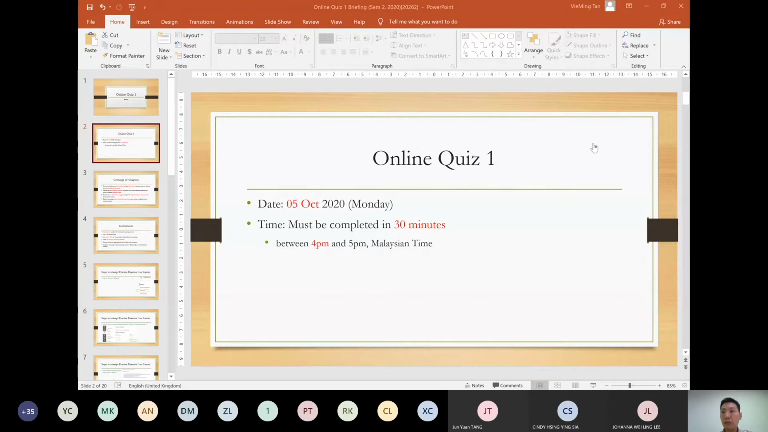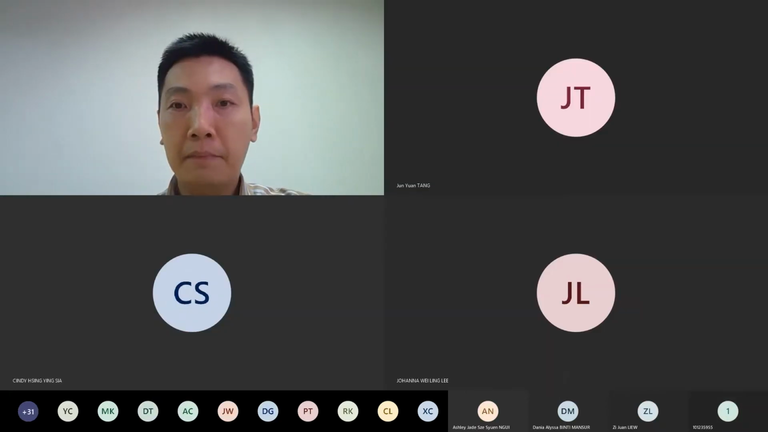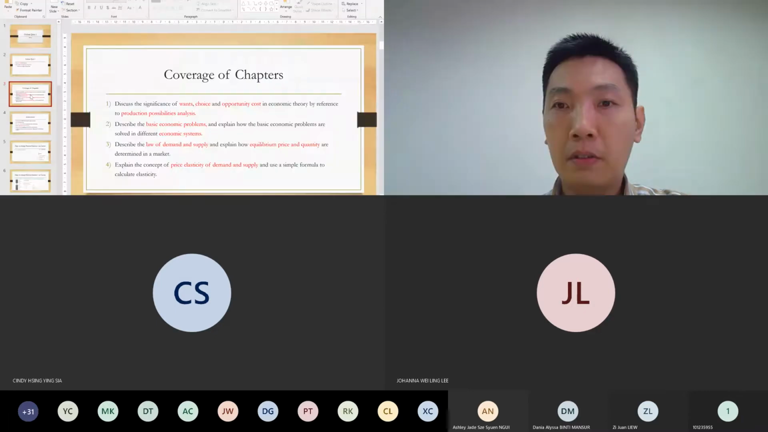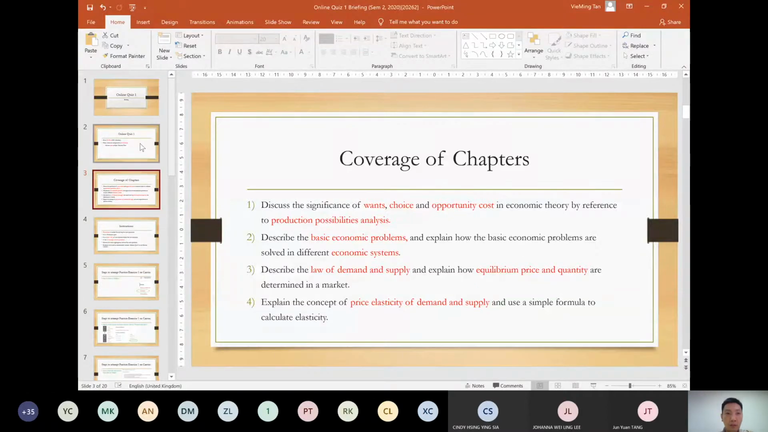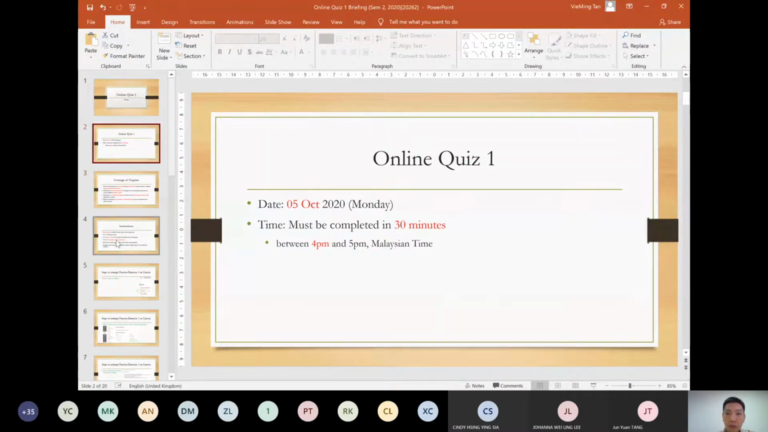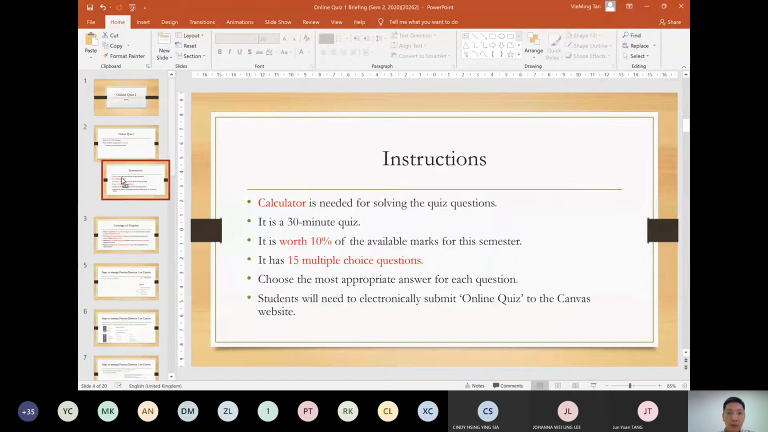Okay, if not, then I'll move to the next slide. Okay, and go back to the question, to the slide again. Should be this one first. Okay, have to follow the sequence. Okay, so the next slide.